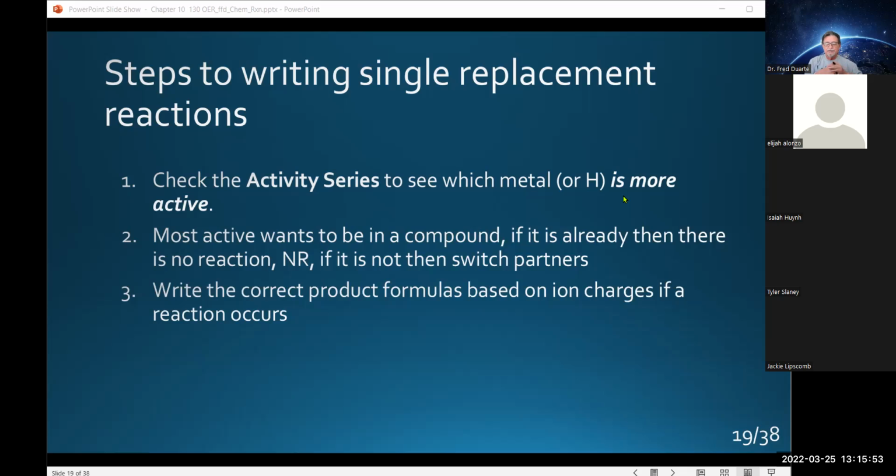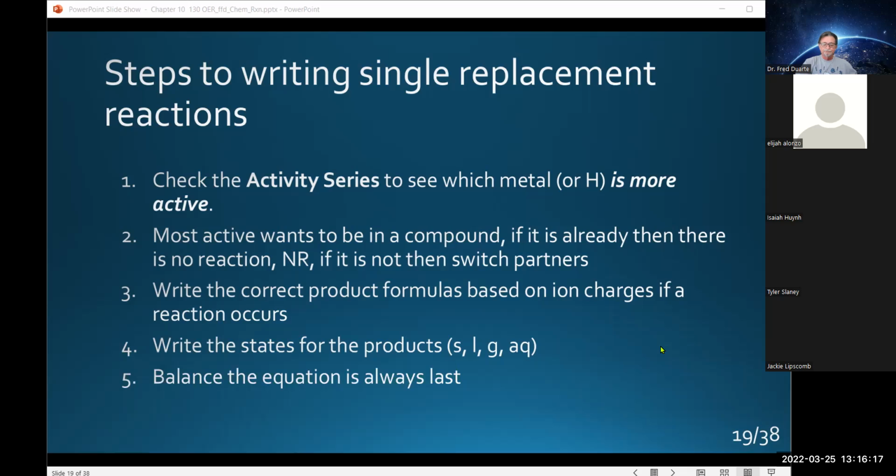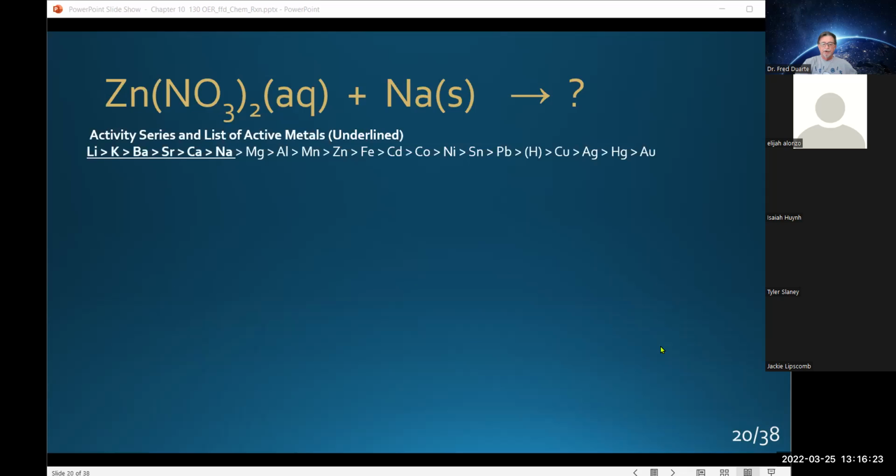If the most reactive metal or hydrogen is not in compound form, then you get a reaction and we essentially switch the partners. And when we do that, you have to make sure that we write the new compound in ionic form first, so we make sure we put them together in the proper ratio. Okay, and of course you have to recall your physical states, balance the equations and so forth.